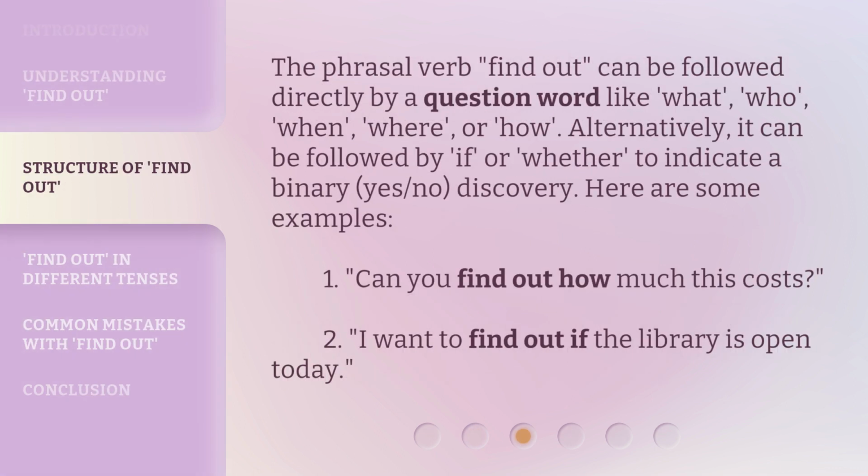The phrasal verb find out can be followed directly by a question word like what, who, when, where, or how. Alternatively, it can be followed by if or whether to indicate a binary yes, no discovery. Here are some examples. 1. Can you find out how much this costs? 2. I want to find out if the library is open today.